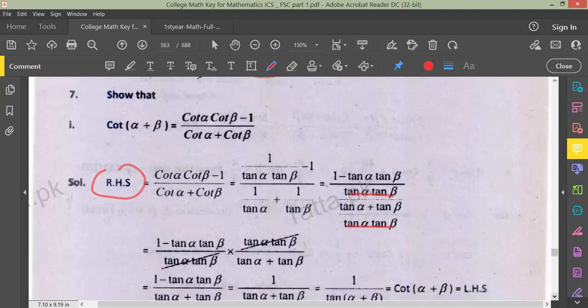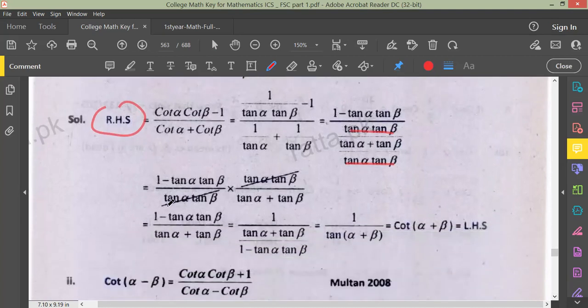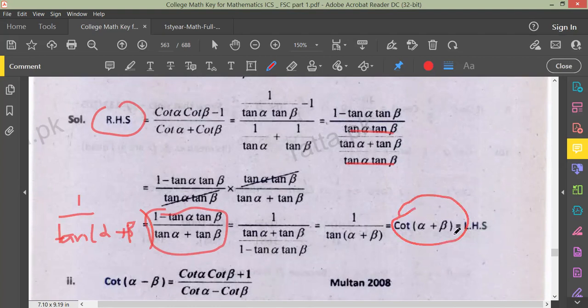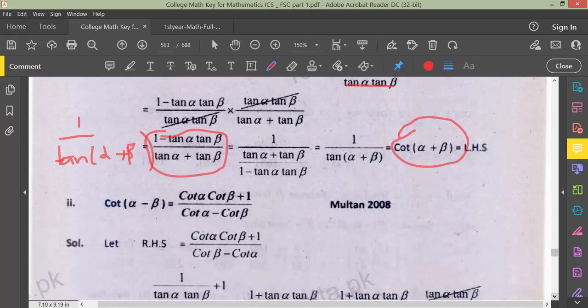So here is 1 minus tan alpha tan beta over tan alpha plus tan beta. So this is a formula. This is the formula of 1 over tan of alpha plus beta. So 1 over tan is equal to cot of alpha plus beta, which is the left hand side of this question. So this is the proof of the first part of question number 7.